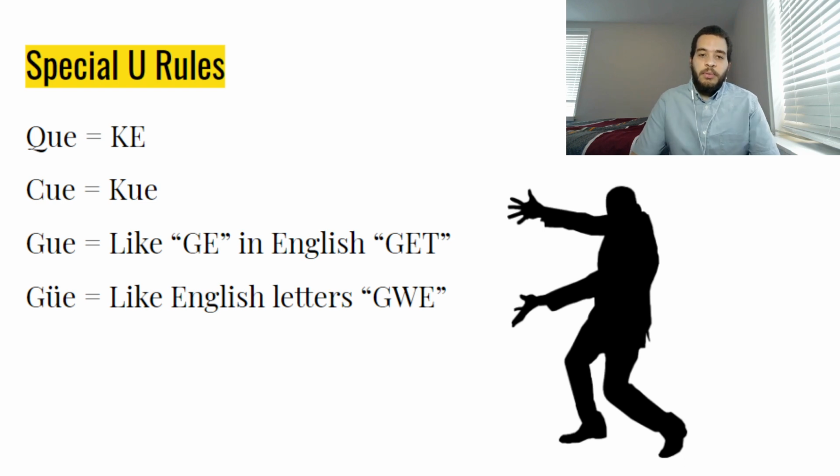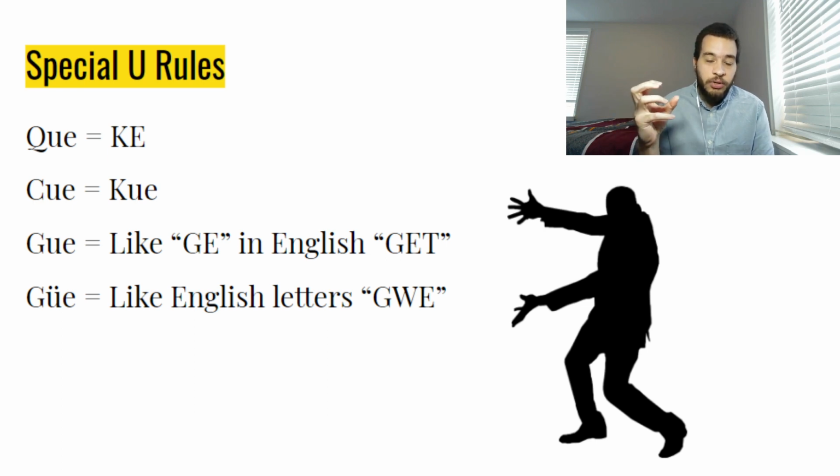Now, before we go on, we need to go over some special rules for the letter U. When we have QUE, you're going to pronounce this "ke." So QU just sounds like a K. But if you have CUE, it's going to be pronounced "kue." So you're actually going to pronounce both the U and the E and the K sound. Now, similarly with G's, if you have GUE, it's going to sound like "ge." So you're going to have a hard G with an E sound.